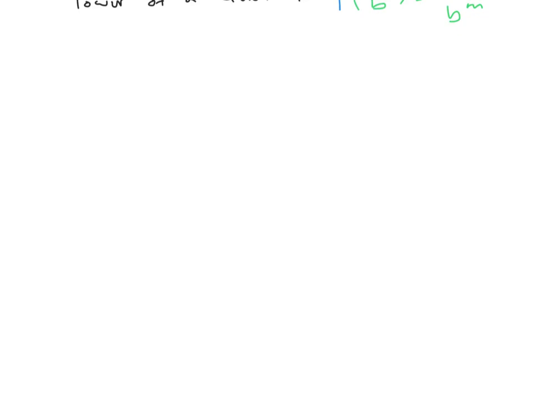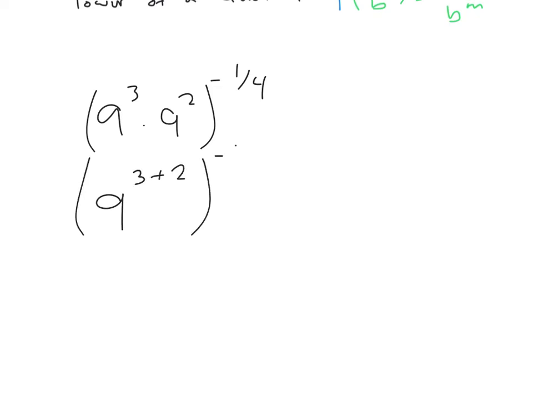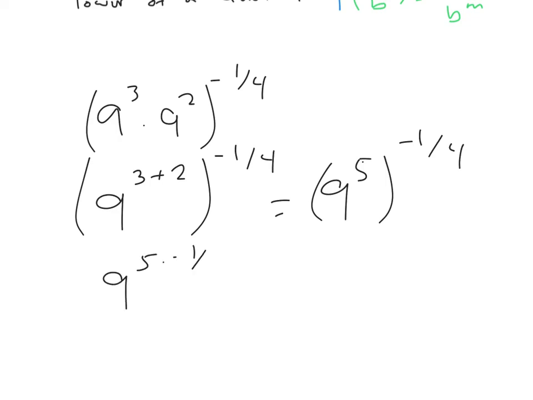All right, let's do another example. Next example, I think this will be our last one. 9 to the third times 9 squared, all to the negative 1/4. So we have to add, so I've got 3 plus 2, to the negative 1/4. That gives me 9 to the 5th to the negative 1/4. I multiply. That gives me 9 to the negative 5/4. And then, of course, I bring it down to the bottom.